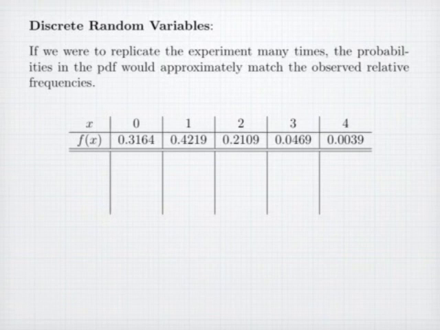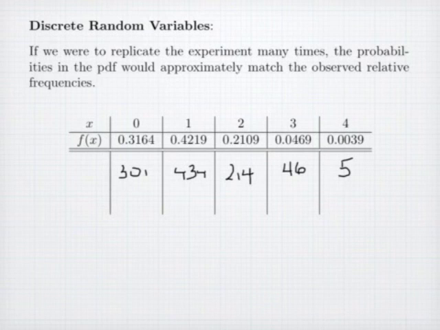Alright, so I implemented this particular example in R 1,000 times, and I calculated how many times I saw each value. Out of the 1,000, I saw 0 301 times. The number of times I found a 1 was 434. The number of times I saw a 2 was 214. The number of times I saw a 3 was 46. And the number of times I saw a 4 was 5.